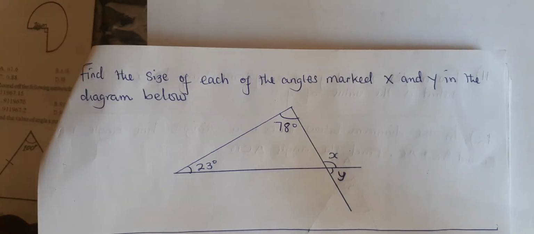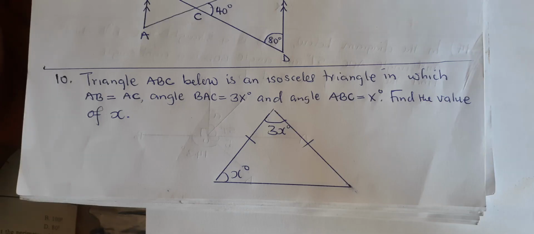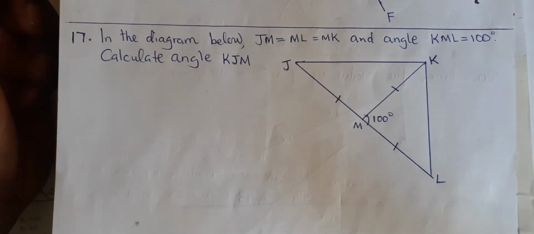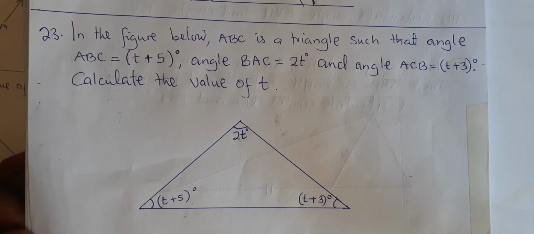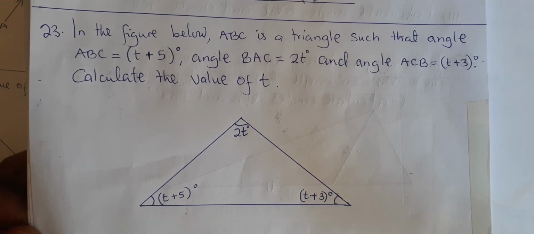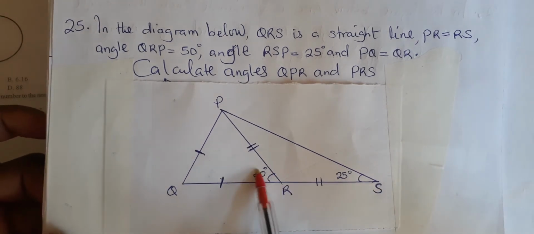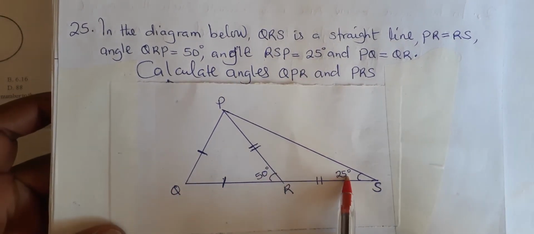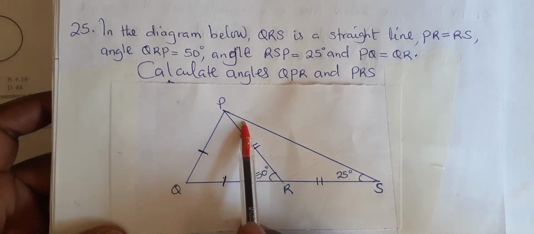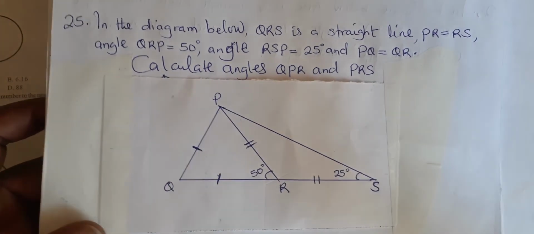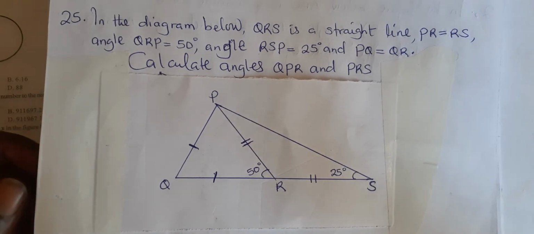Copy this one also. Copy this question here. We also have another one here. I told you that I'm giving as many as possible for revision. Question 17 here, look at it, copy it and answer. Question 23 here. Question 25. If this is 25 here, what is this angle? This is also 25. I'm just trying to help you, so you should be able to answer this one also.